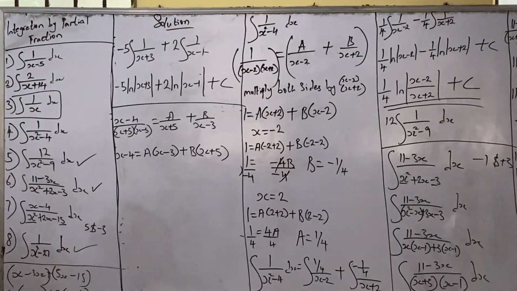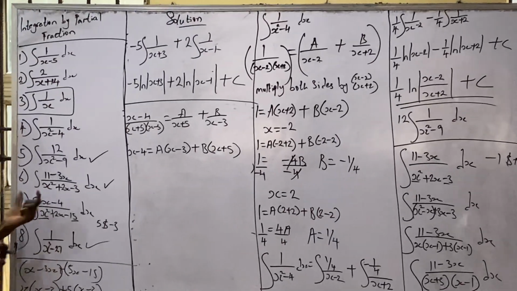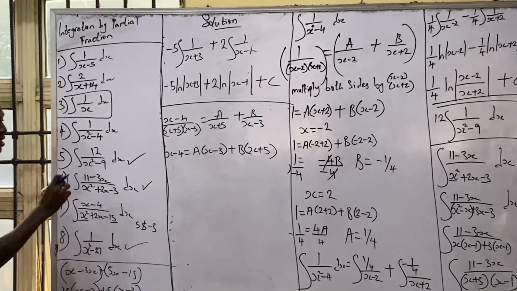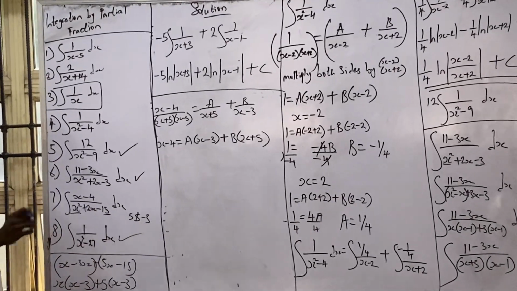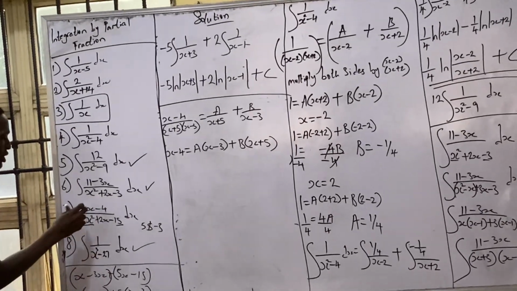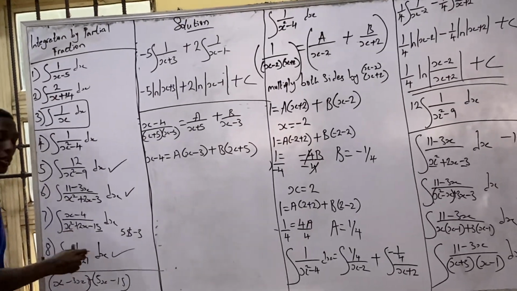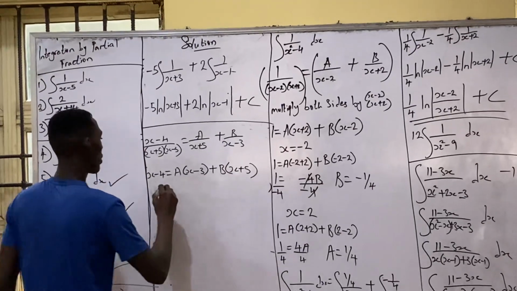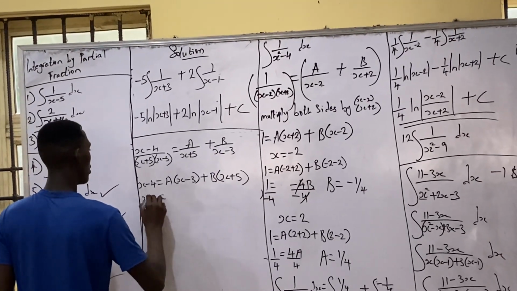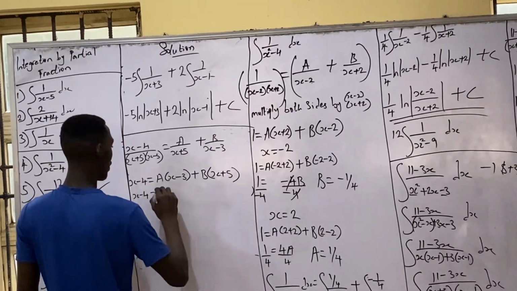your numerator, rather, is 1 less than the denominator. That is, the power of the numerator here is just 1 less than the power of the denominator here. So this is what I'm talking about. Let's expand this to get our A and B as fast as possible.